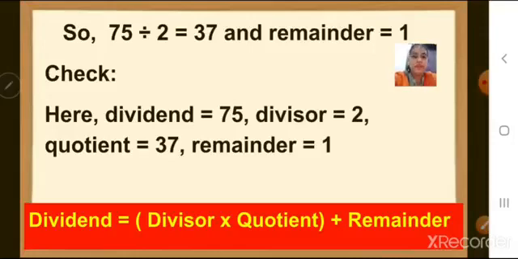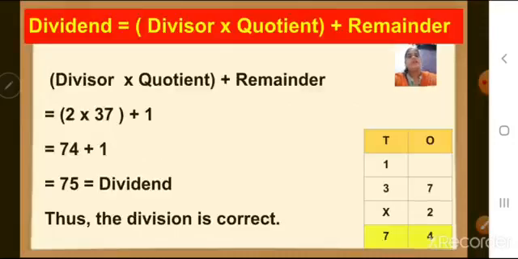Okay, then we have to write the formula. What is the formula? Say it teacher. Dividend is equal to divisor into quotient plus remainder. Now children, substitute all the numbers in our formula. Okay, what is divisor? 2. So 2 into 37 is our quotient plus 1, which is the remainder.